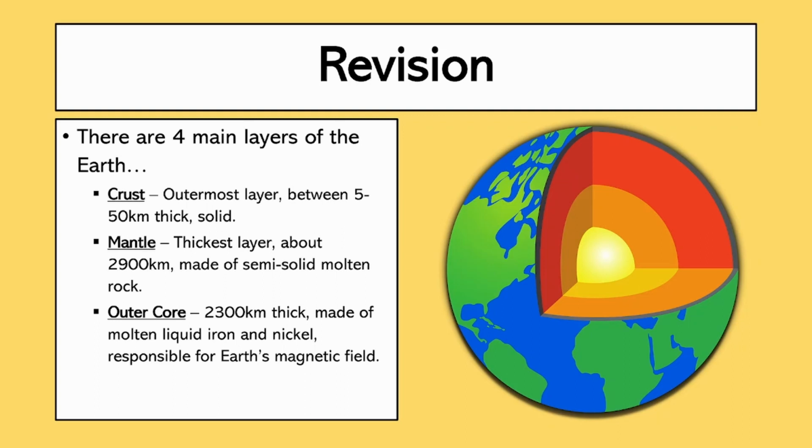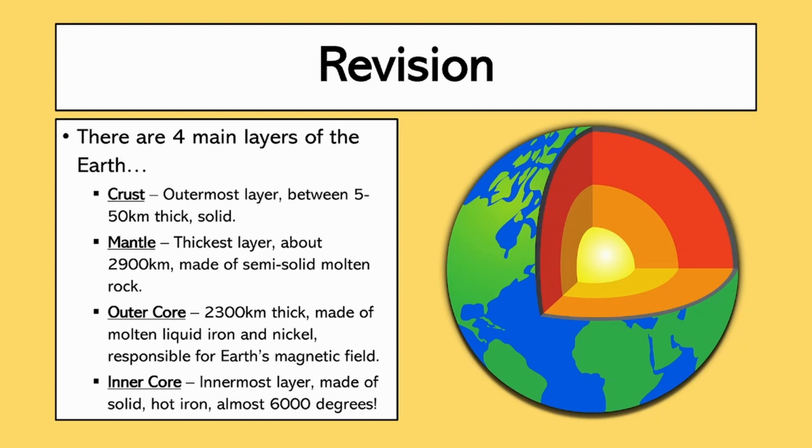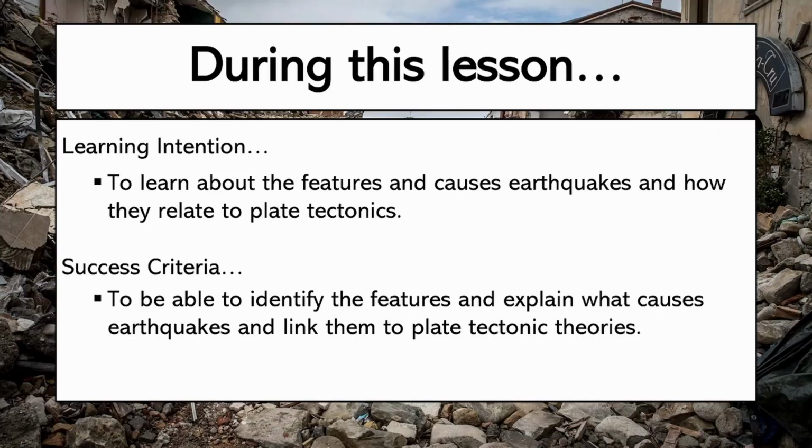So the mantle is a semi-solid, and the outer core is a liquid mixture of iron and nickel. And then our inner core is the innermost layer, and it's going to be a solid. It's about 6,000 degrees Celsius. It's important to note down the states of each of those layers, and we'll discuss that later in this lesson and in the next couple of lessons.